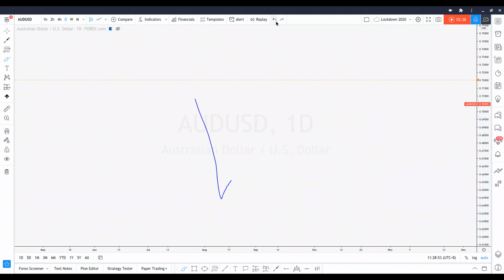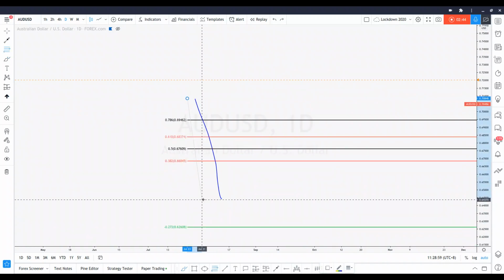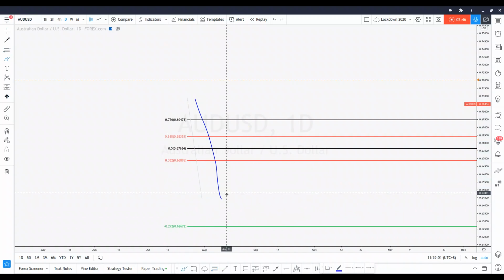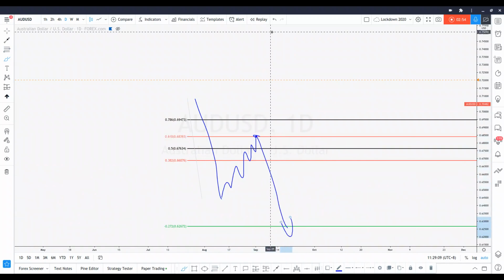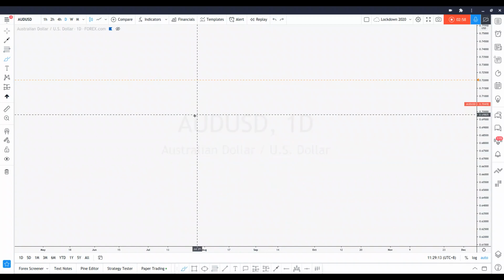The easiest way to trade something like this is to take your Fibonacci from the high to the low and wait for the market to reach one of the strong levels, which I will explain just now, and then take the trade to the downside with a good risk reward and good probability.